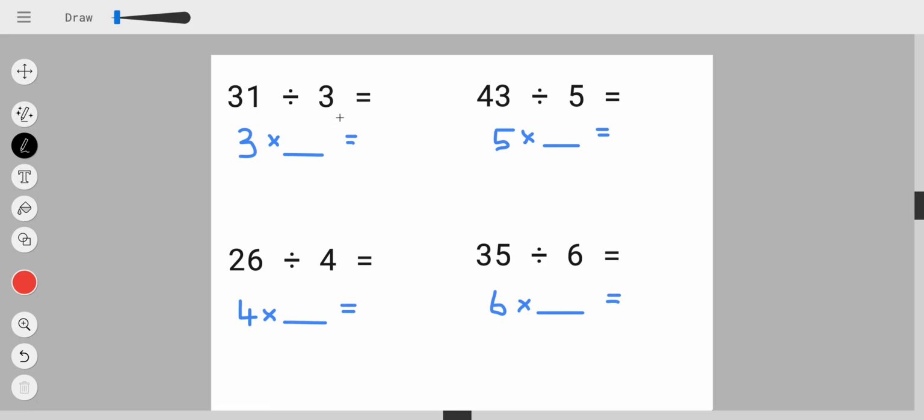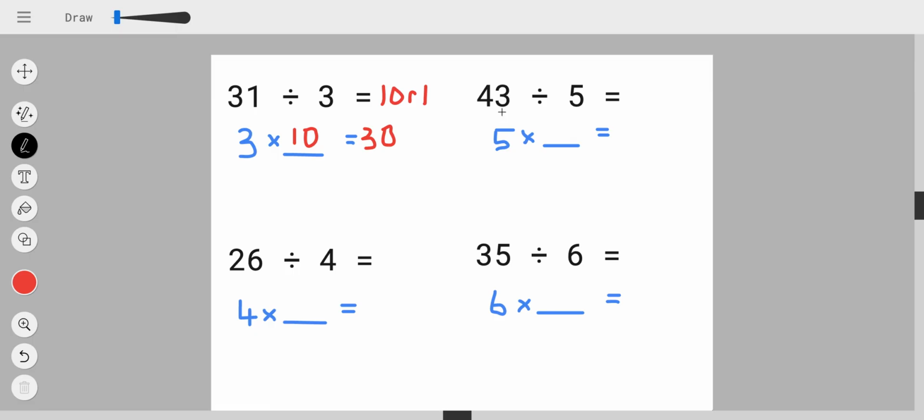This divided by 3 part is the most important bit, because I'm going to use that to turn it into a multiplication. I want to think in my head, 3 times what gives me an answer as close to 31 as I can without going over 31. So I know that 3 times 10 gives me 30. So what I know now is that 31 divided by 3 has to be 10, and 31 is 1 more than 30. So that means there's going to be one remainder there.